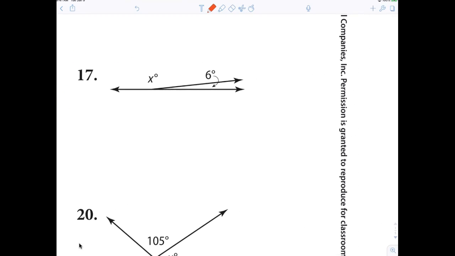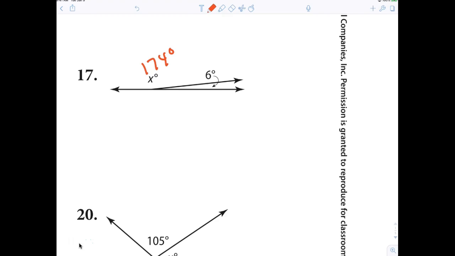On 17, that's called also what? Supplementary. What? It would be 174. You guys in your mental math today are killing me. 174. Wow. 174 degrees.